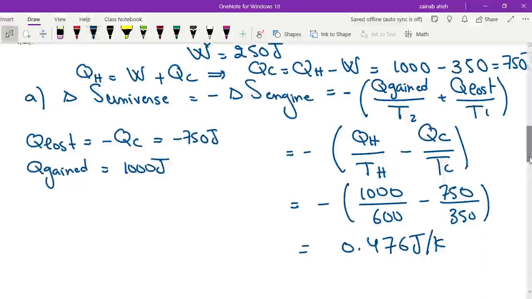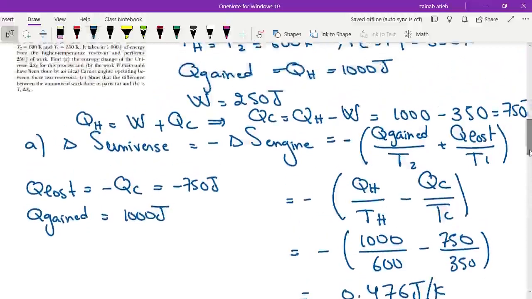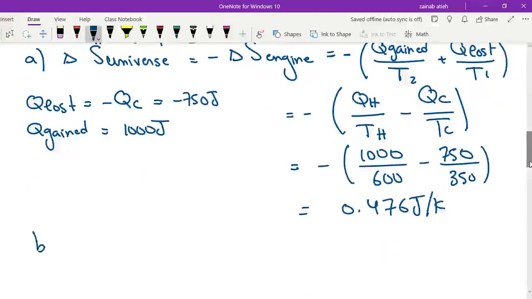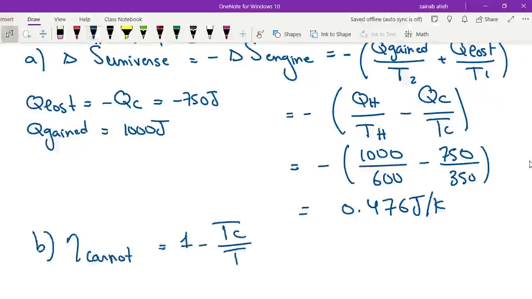And the second part, part B, he says we have to find the work that could have been done by an ideal Carnot engine operating between these two reservoirs. So if we had a Carnot cycle, what would the work be? Let's calculate eta for a Carnot cycle. Eta is equal to 1 minus T cold over T hot. So it's 1 minus the smaller one, 350, over T hot, the larger one, which is 600. Calculating this gives 0.417. So this is eta.